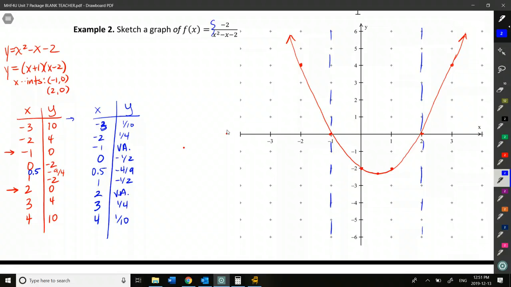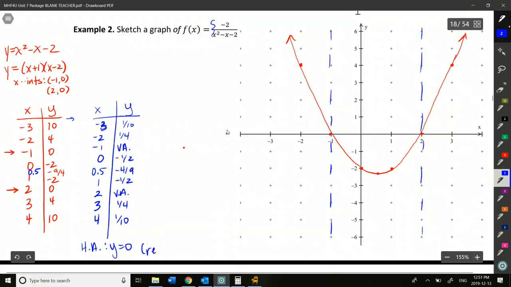Also, what do we know about when we reciprocal infinite end behavior? What did we talk about in the first example? What else do I also have now? Say it louder. We have a horizontal asymptote at y equals 0. This is because we got the reciprocal of infinite end behavior.